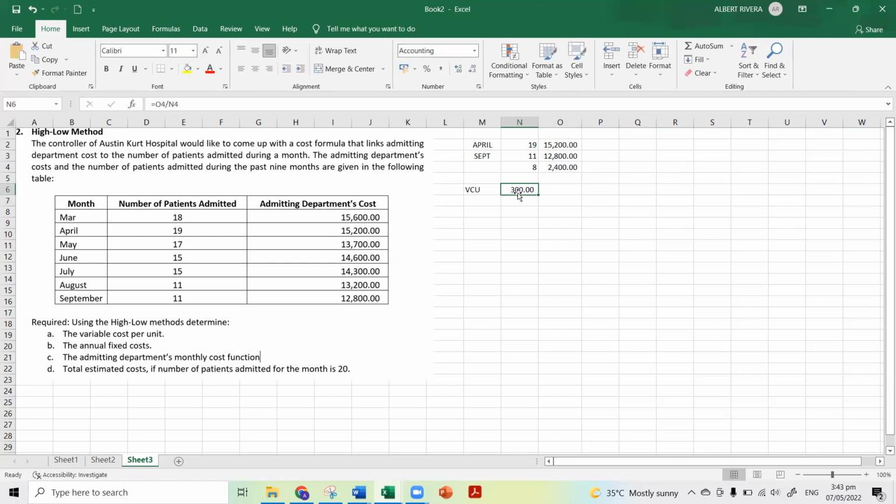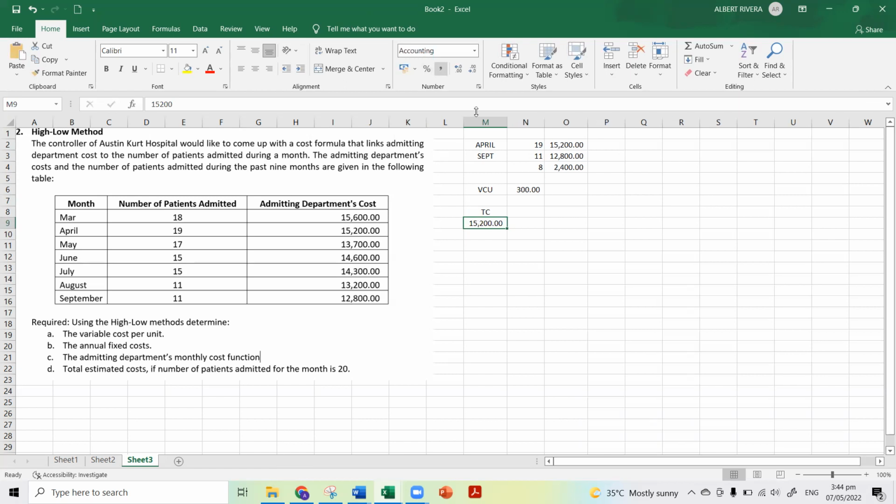Okay? So meaning, if we will use this April now, ito yung high natin, di ba? The total cost for April is 15,200. 15,200. Okay? Then, total cost has a component of fixed cost and variable cost. And the variable cost can be computed by using the variable cost per unit times the level of activity. The variable cost per unit times the level of activity.